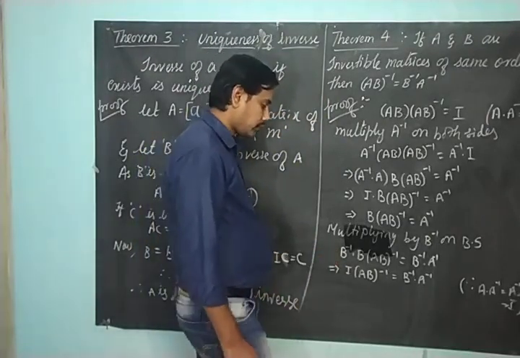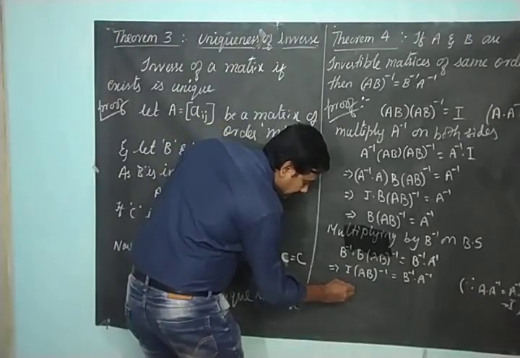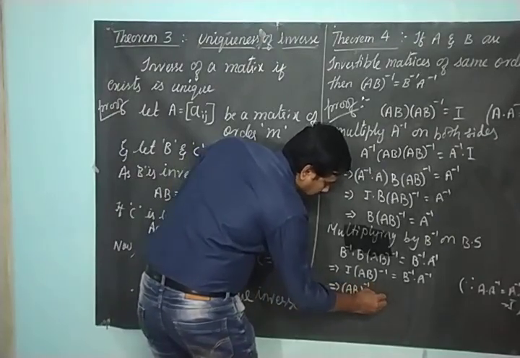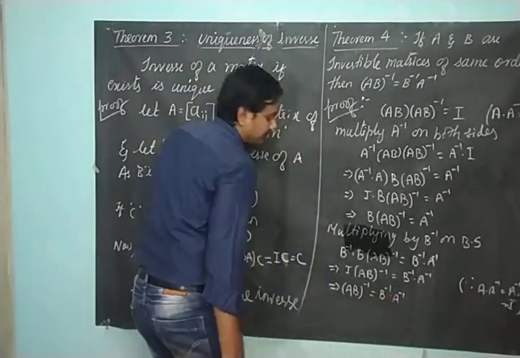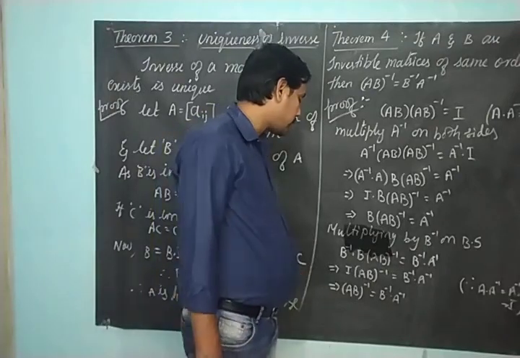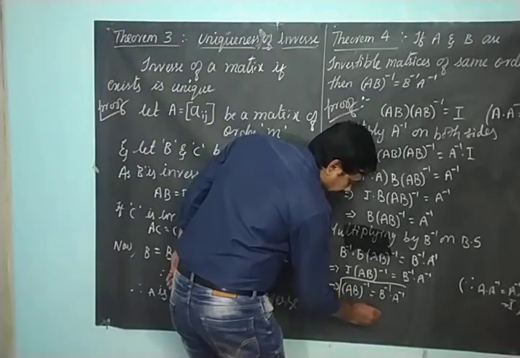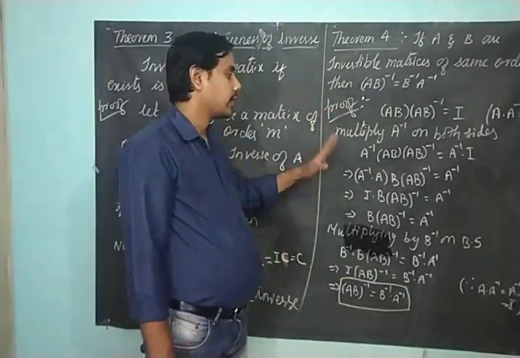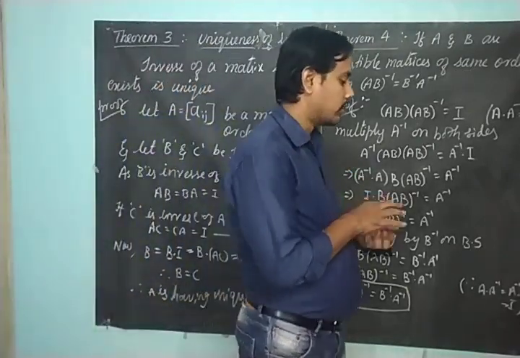Okay. Now what is I into AB whole inverse? That is AB whole inverse. So if I neglect I, I can write AB whole inverse is equal to B inverse into A inverse. This is how we need to prove this result. Okay, I hope the derivation is very much clear to you. So now you pause this video and take the notes down.